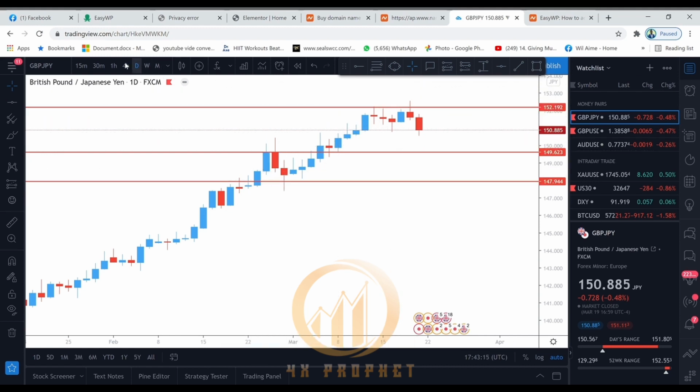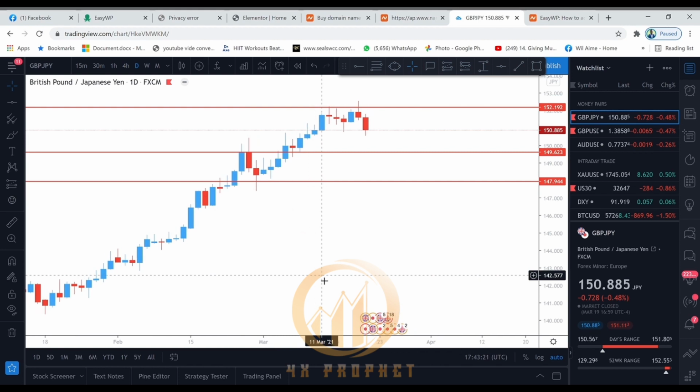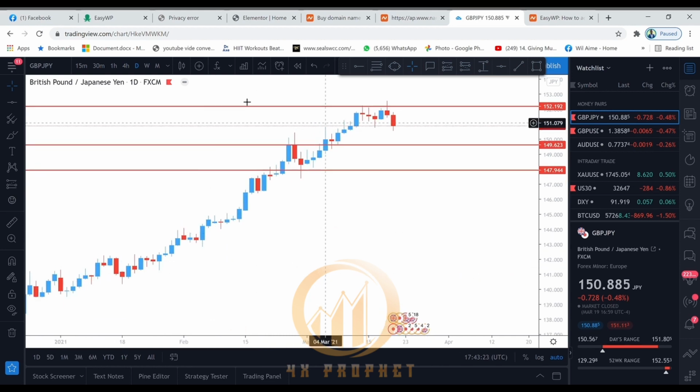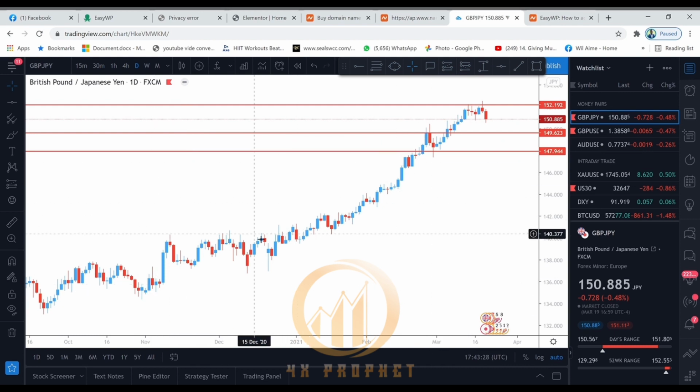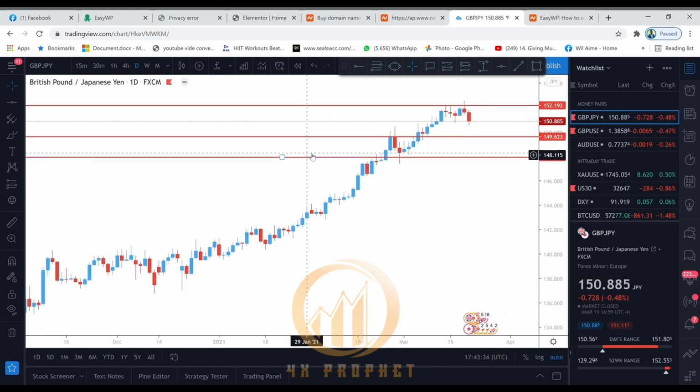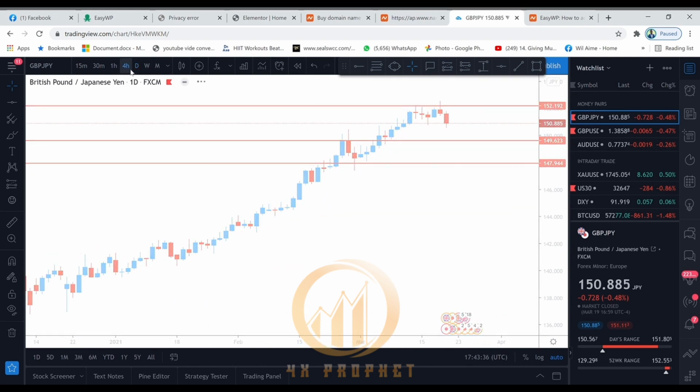Now, the next thing we're going to do is go down to our 4 hour, all right? But before we do that, we want to identify the trend. This is an uptrend. Now, why is it an uptrend? You can see obviously the market is moving up, but aside from that, we have higher highs, higher lows being established, right? So now let's go to our 4 hour time frame.